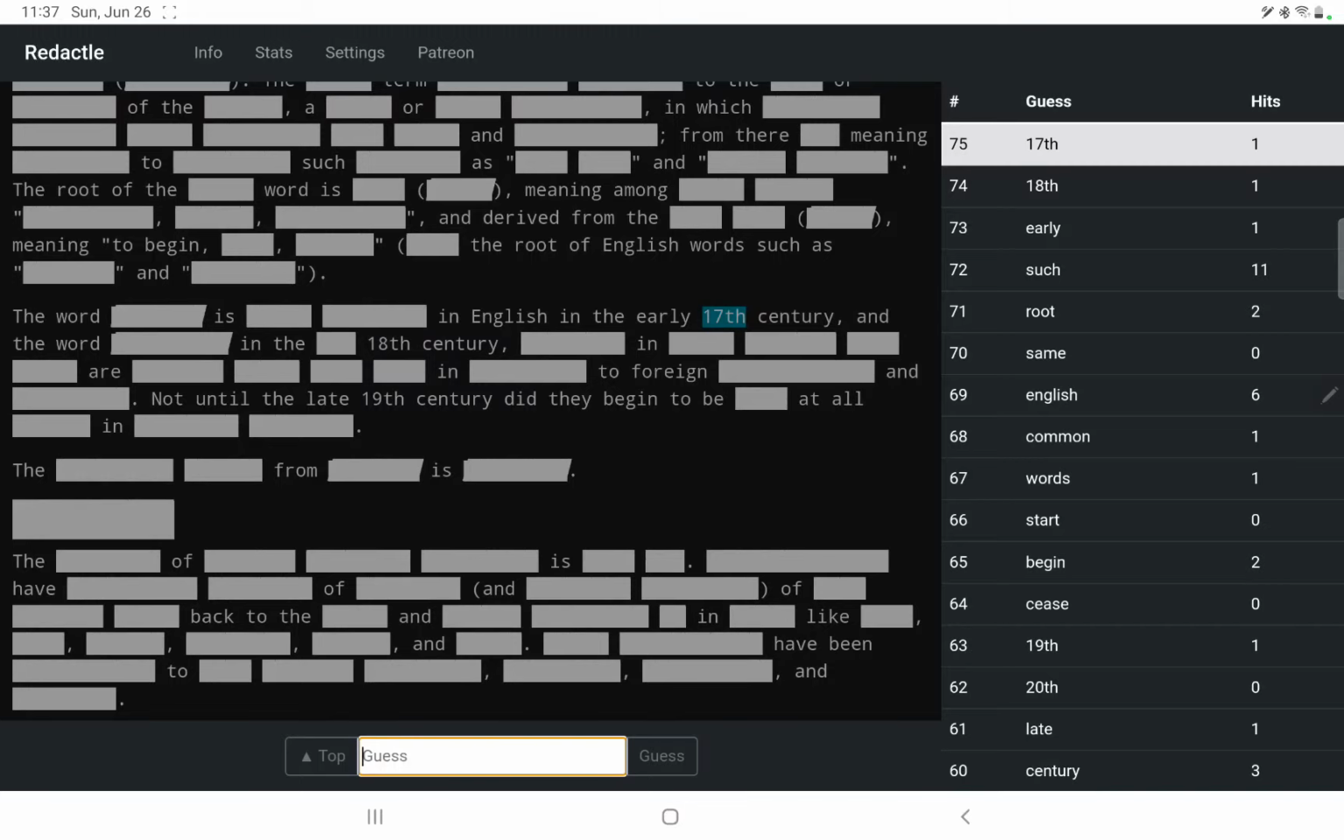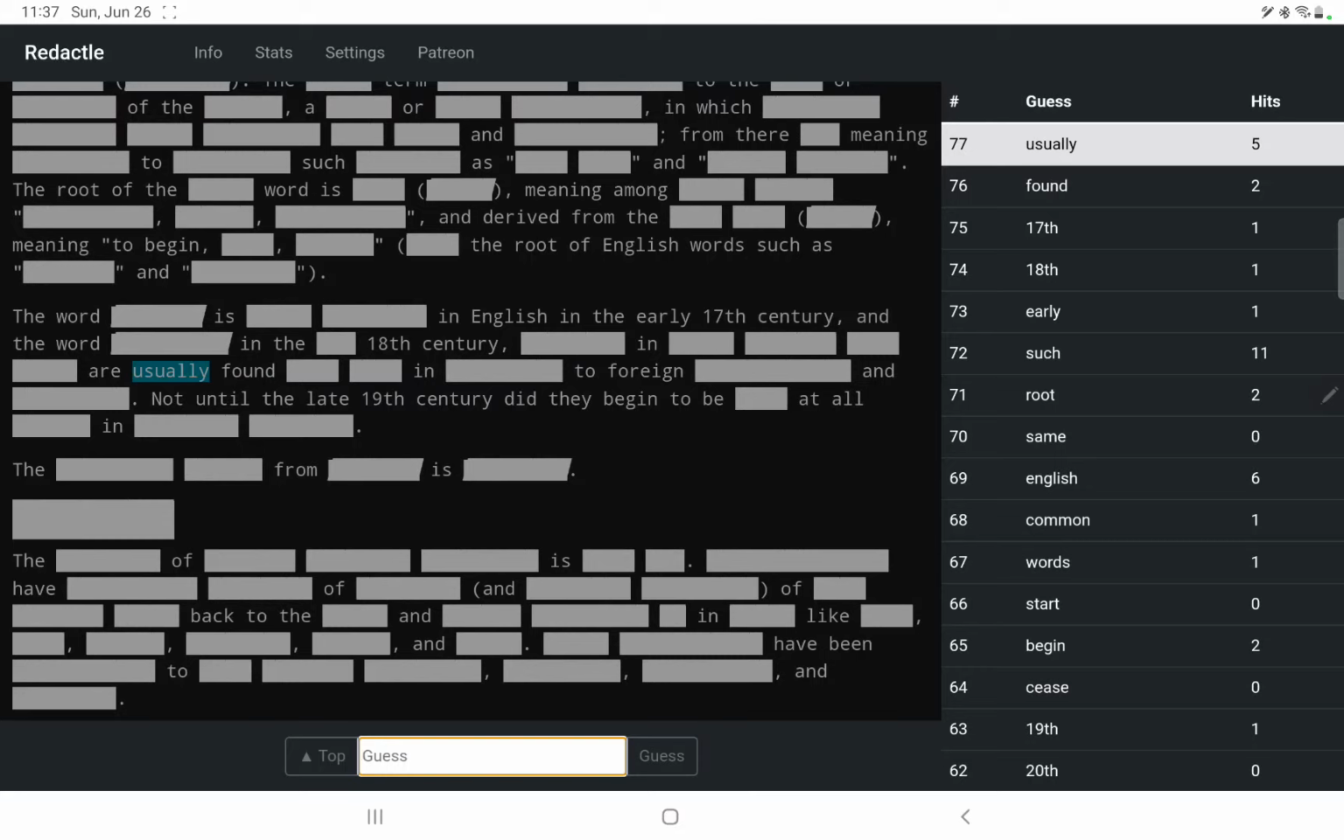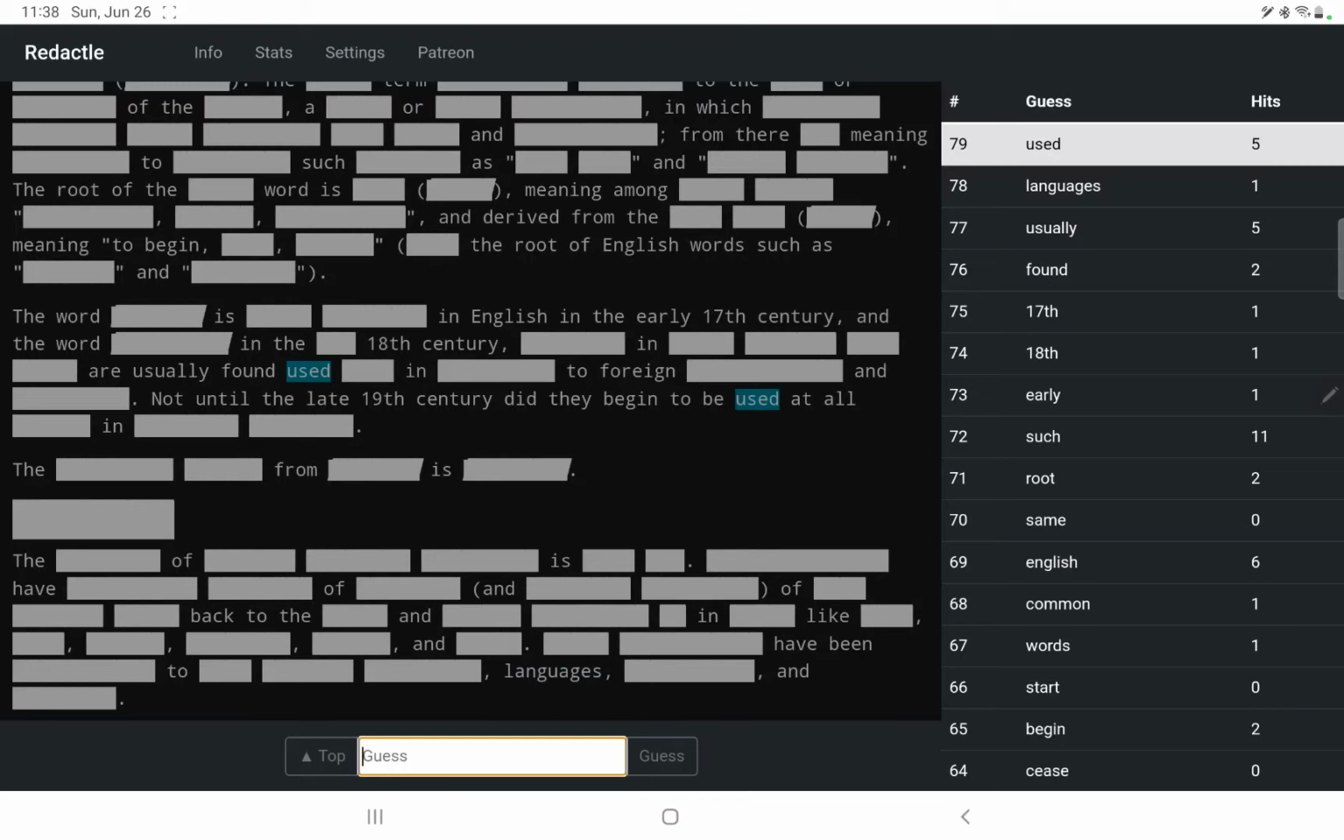The word something is found, no, usually found, to foreign languages, oops, let's spell it right, no, to foreign something and to, did I use, to use, no, usually found used something in letters to foreign or missions to foreign something and something.